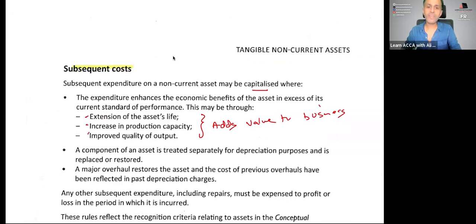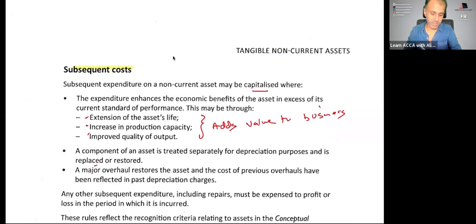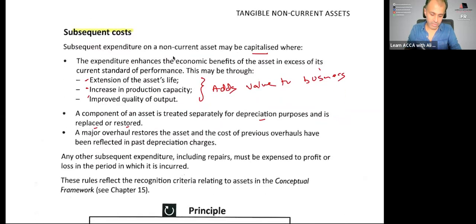A component of an asset is treated separately for the purpose of depreciation when it is restored or replaced. This I will come to talk about in a while because we have not yet talked about depreciation. Any subsequent expenditures like repairs, maintenance must be expensed to the profit and loss in the year in which those costs are incurred. That we already have done.